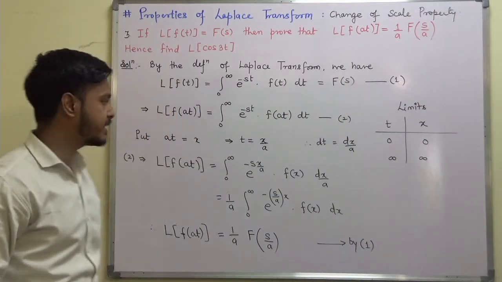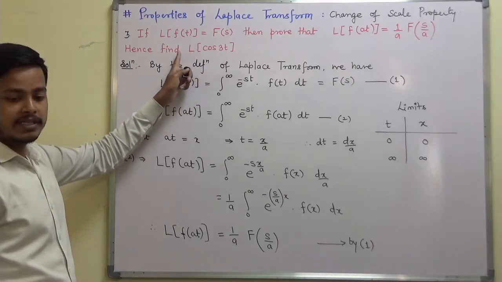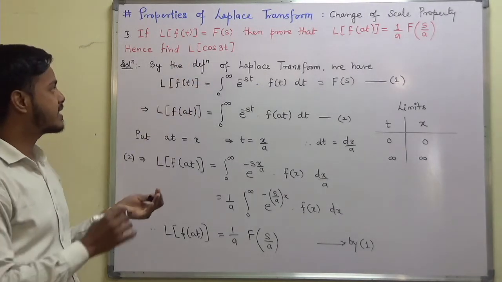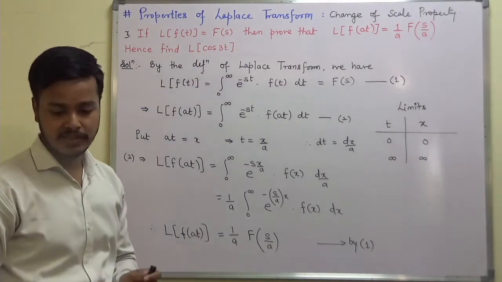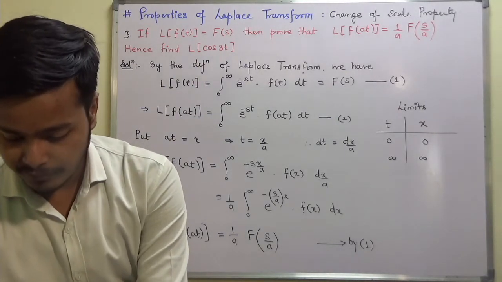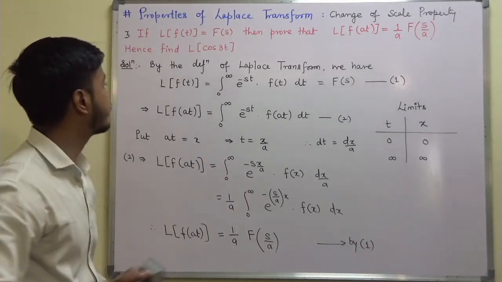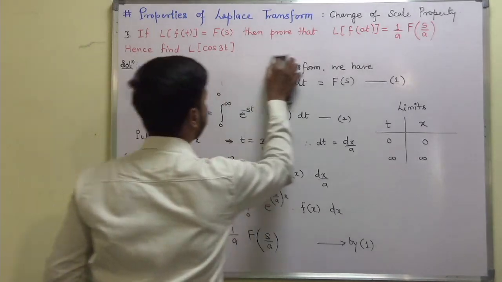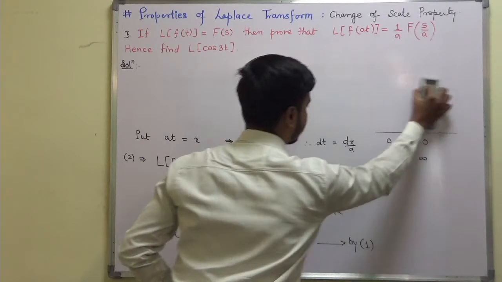Okay. Now this is just the first part. Now we have to prove the second part. What does the second part say? Find out Laplace transform of cos 3t by using this. I hope the proof that we are doing is clear to you.